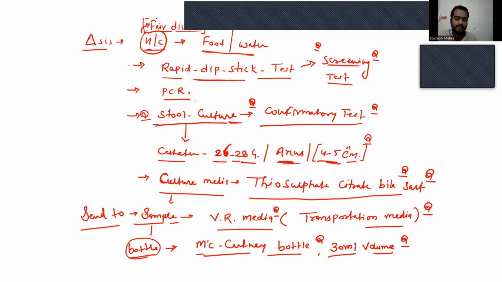After that, in which media are we culturing the stool? The culture media we are using is thiosulfate citrate bile salt culture media. We are using it for the stool culture. And next, if we are posted in a primary health center or community health center, the majority of cholera cases occur in the community or rural site. So you need to send the sample to your district hospital or higher centers for testing.